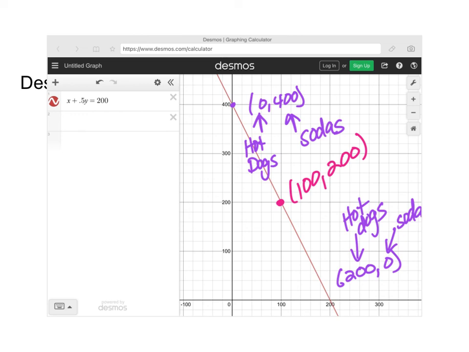And of course, we can grab points throughout. But just to give you an idea of what we are dealing with here, this is a real life situation on using standard form of an equation.